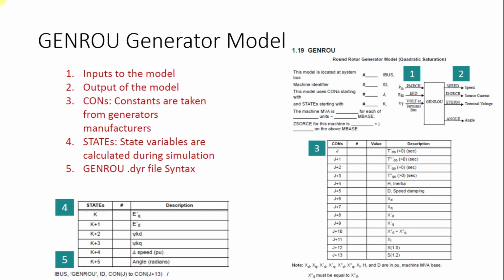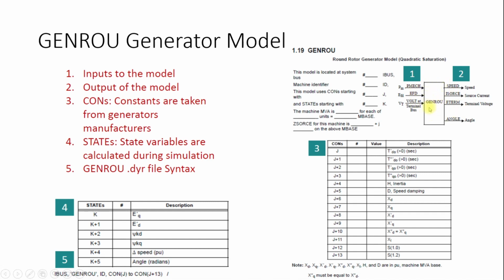From there we are discussing one of the common types of model we use for the generator, the GENROU model. This is the round rotor model, and for the salient pole model we usually use GENSAL. Now, irrespective of the model we are using, we need to understand what this model tells us.